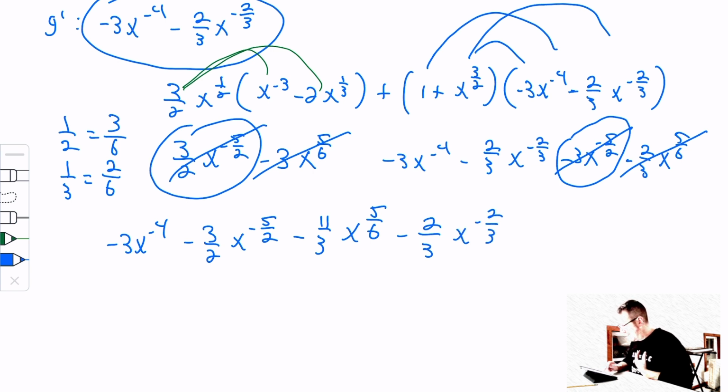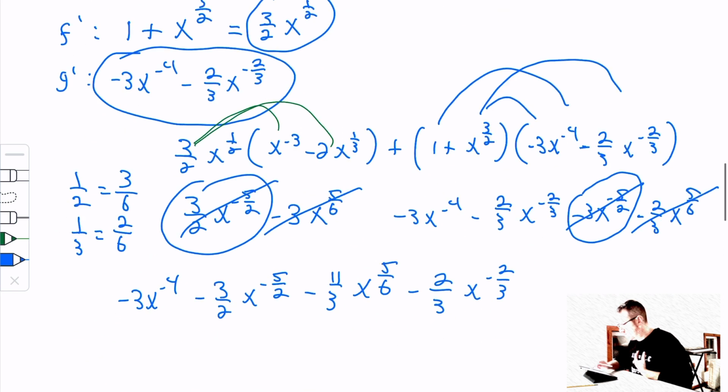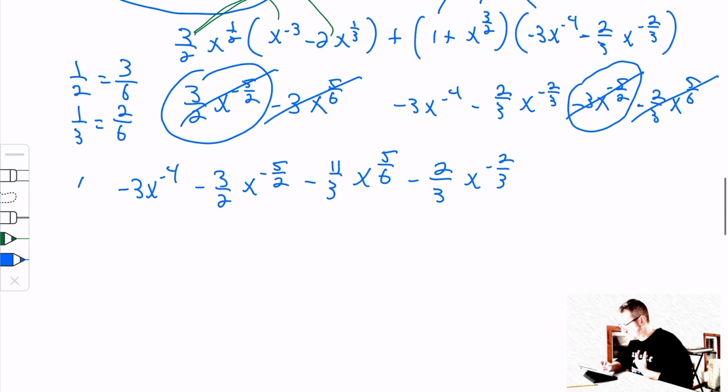Okay guys, so is that y equals, no, there's your y prime. Negative 3x to the negative 4 minus 3 halves x to the negative 5 halves minus 11/3 x to the 5/6 minus 2/3 x to the negative 2/3. Okay, messy? Yep, for sure.